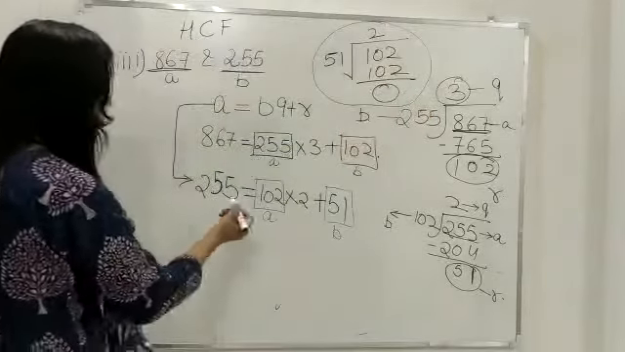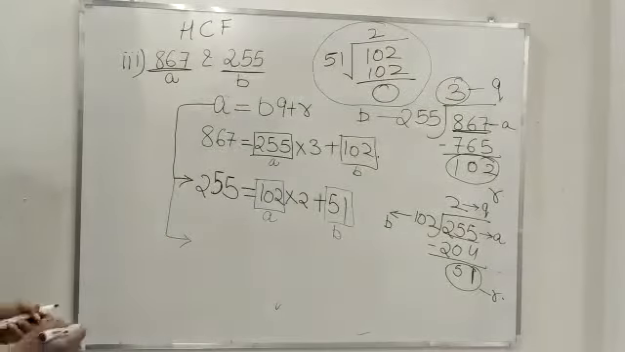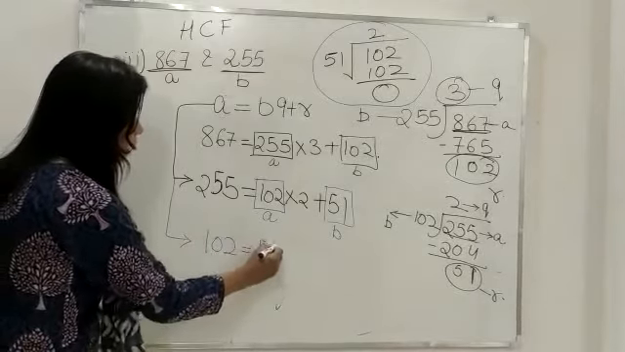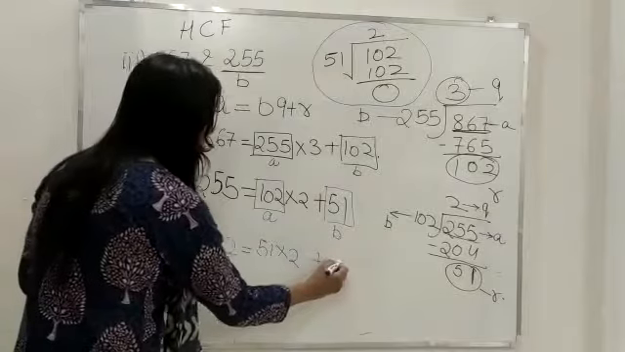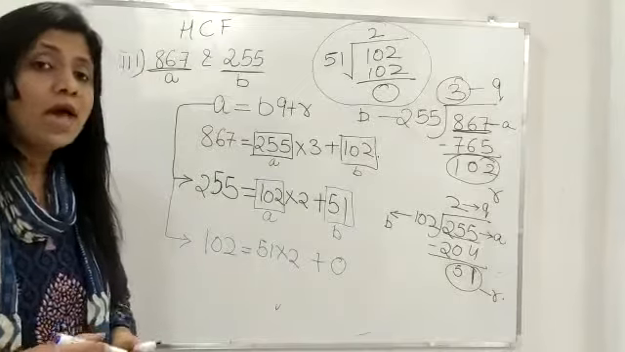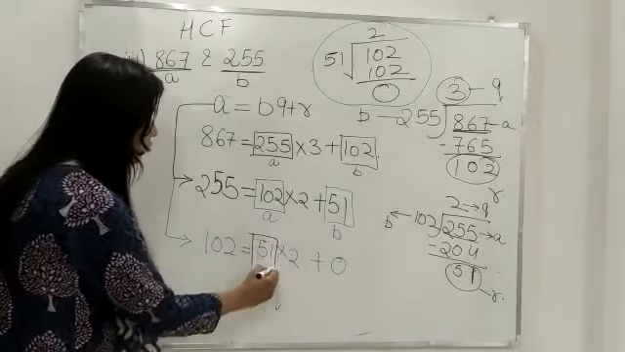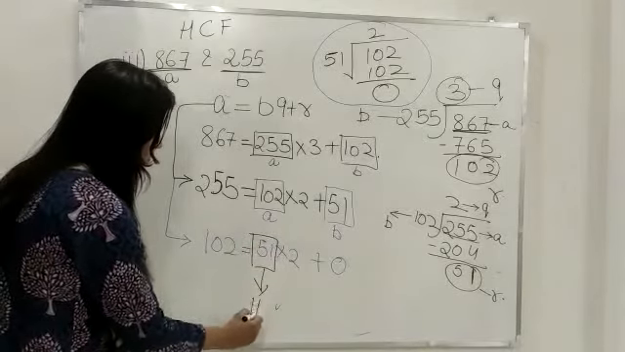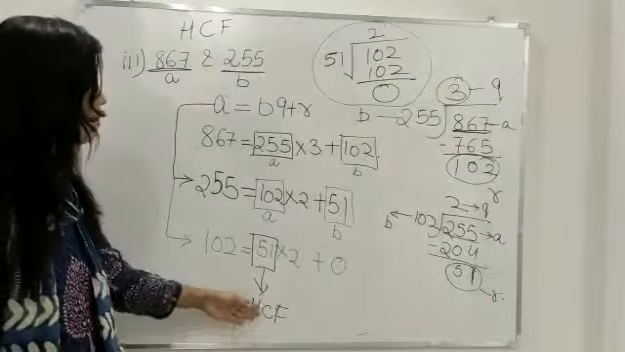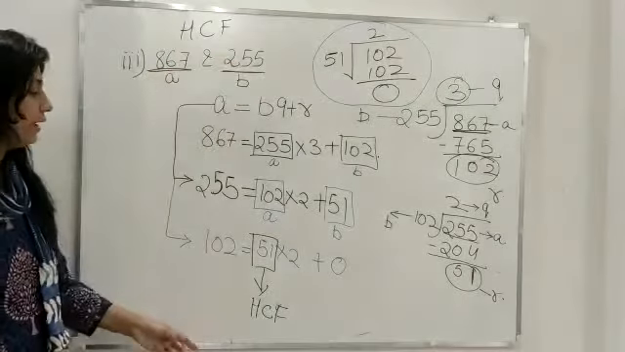So you will say that your A is 102. Again, you will apply Euclid's division algorithm. So you will say 102 is 51 times 2 plus remainder 0. So since now I got my remainder as 0, at this step, the divisor, that is 51, will be my HCF. So I will say HCF of 867 and 255 is 51.